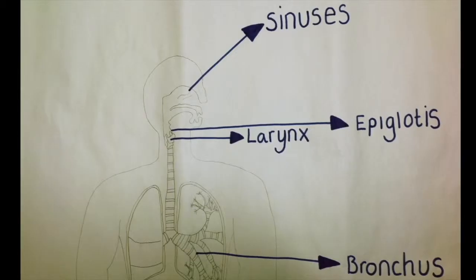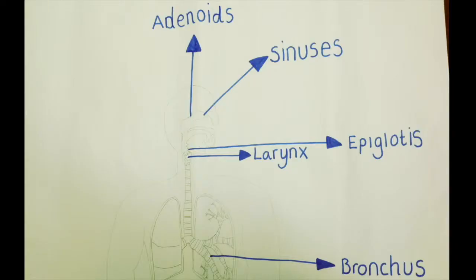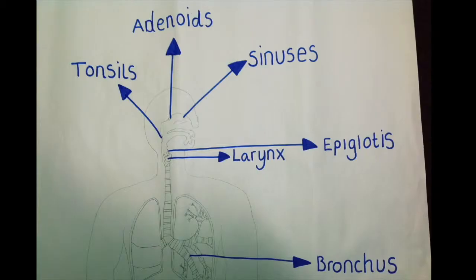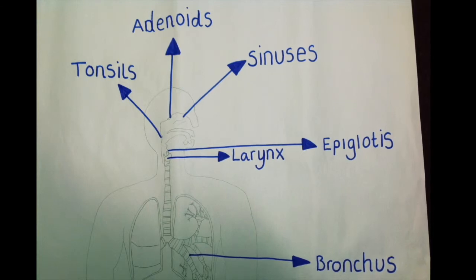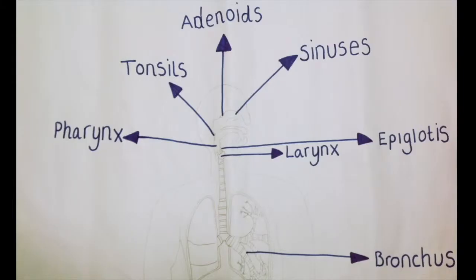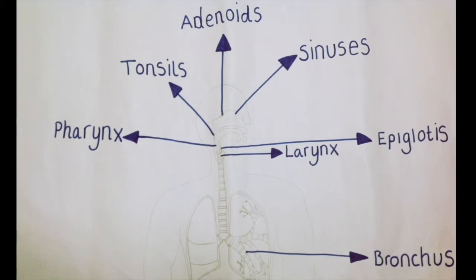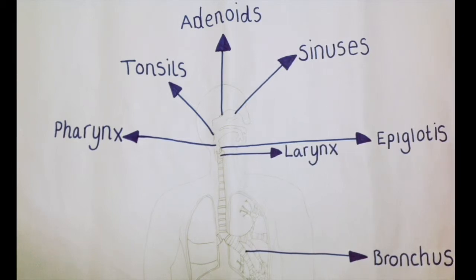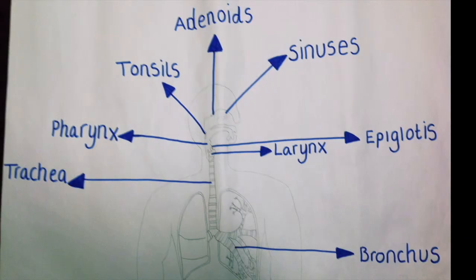Sinuses, a hollow cavity in the skull. Adenoids, a mass of enlarged lymphatic tissue between the back of the nose and the throat. Tonsils, two small masses of lymphoid tissue in the throat, one on each side of the root of the tongue. Pharynx, a passageway leading from the mouth or nose to the head of the esophagus and larynx. Trachea, a pipe that connects the pharynx and larynx to the lungs.